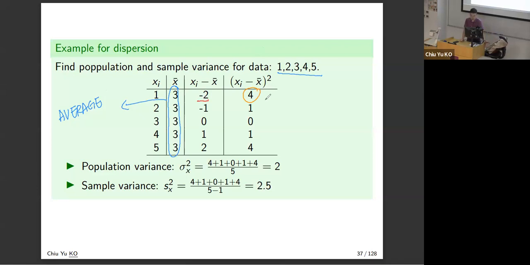And now we can calculate the population variance and the sample one. For the population one, you just add them all up and divide by how many of them there are. The sum is 10. 10 over 5 is 2, right? And if this is the sample version, divide by n minus 1, which is 2.5. As I said, the sample one is larger, and that will be a better measure if this is the data you collect. Always, without maybe a few exceptions, you use the sample one when you do calculation.